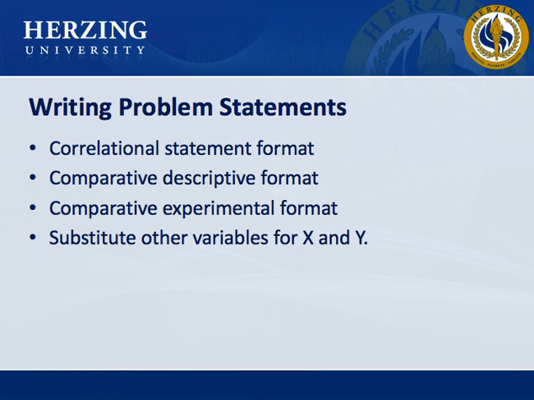The process for writing problem statements is made easier when a specific format is used. Writing problem statements include correlation statement format, comparative descriptive format, and comparative experimental format, and substitute other variables for X and Y. The problem statement is usually presented at the beginning of the research article. The abstract often includes it, and it is usually at the end of the introductory section.